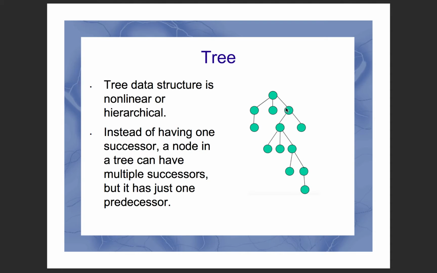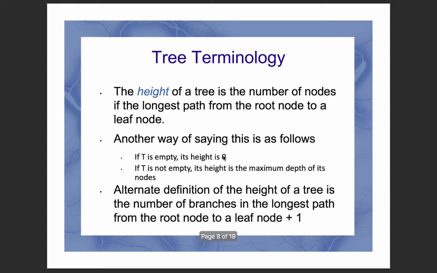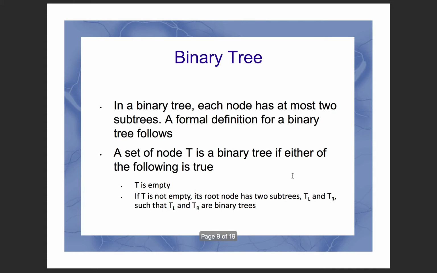So we count the number of nodes over here: 1, 2, 3, 4, 5, 6. So the height is 6. If we count the number of branches, 1, 2, 3, 4, 5, plus 1, it also gives 6. So this is the way to calculate the height. Another way, as we have seen, is that the maximum depth of its nodes is basically the height. So these are all the terminology of a tree.